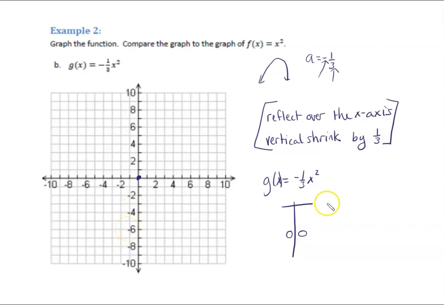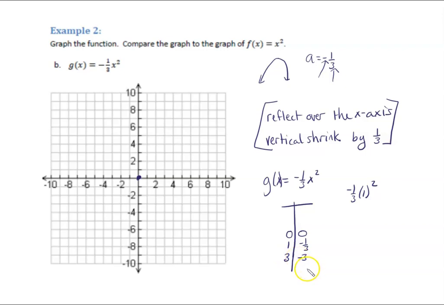I'm going to plug in 1 and 3 and see what happens. What I mean by that is in my calculator, I'm going to type in negative 1/3 times 1 squared. That's how I'm going to plug in 1 and 3. If I plug in 1, I get negative 1/3. And if I plug in 3, I get negative 3.